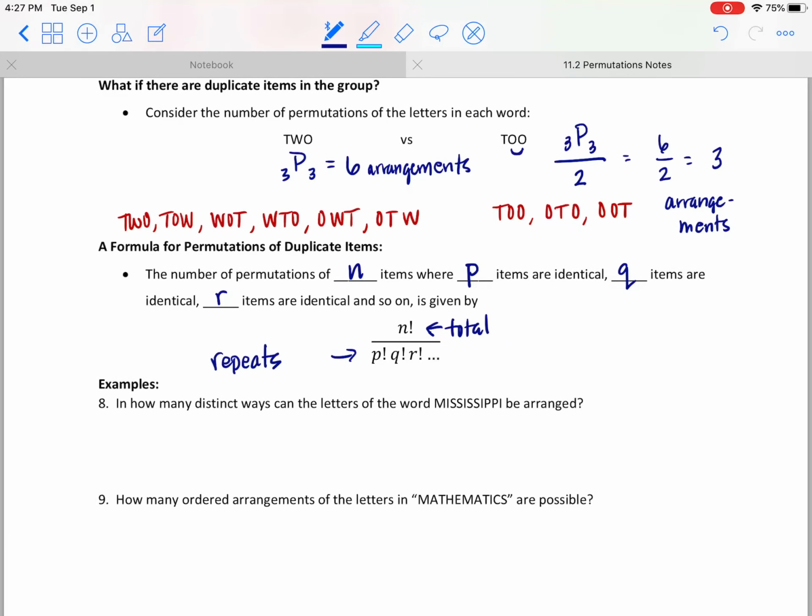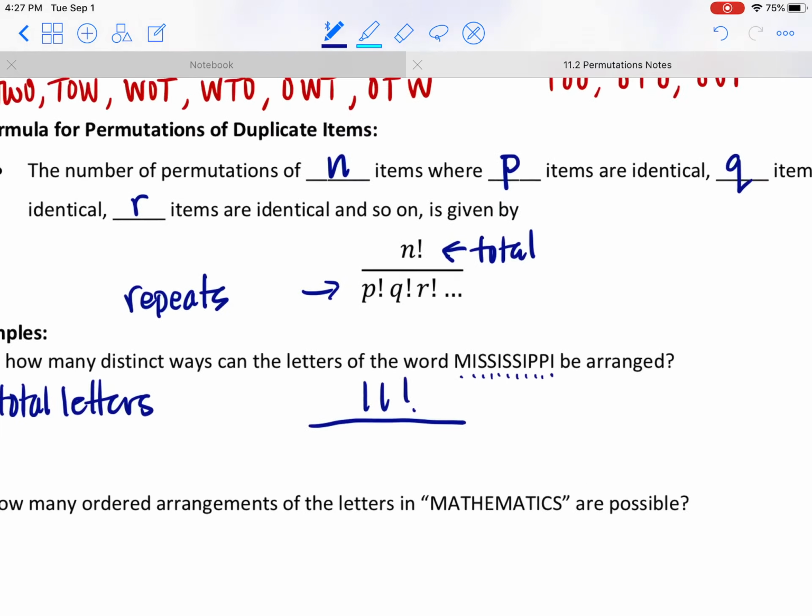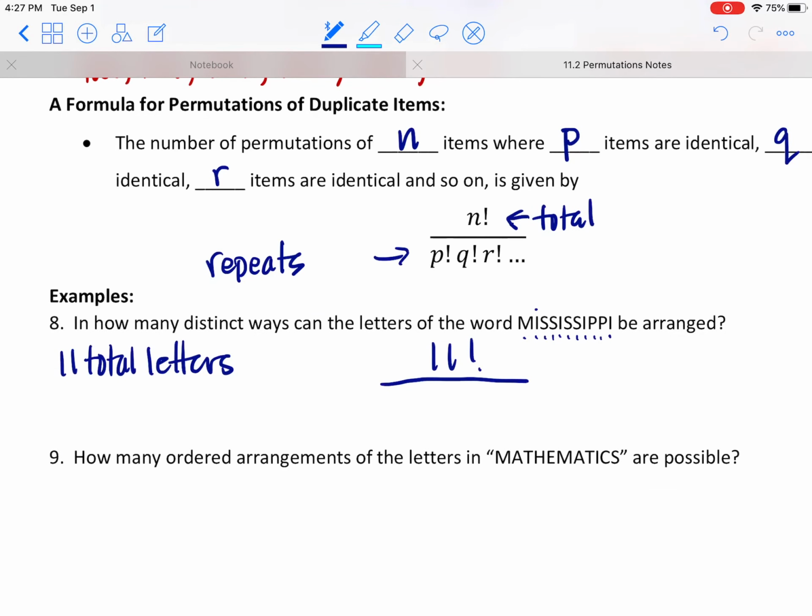Alright, so let me show you, because this might sound a little complicated right now, but it's actually pretty straightforward. So in how many distinct ways can the letters of the word Mississippi be arranged? This is technically a permutation, ordered arrangements of the letters, but we have some repeats here. So we have 1, 2, 3, 4, 5, 6, 7, 8, 9, 10, 11 letters. So 11 total letters. So on the top of the fraction, we're going to have 11 factorial. And then on the bottom, we have to divide out repeaters. So when I say repeaters, I mean like the I. 1, 2, 3, 4. I happens 4 times. So I'm going to divide out a 4 factorial for that I that repeats 4 times.